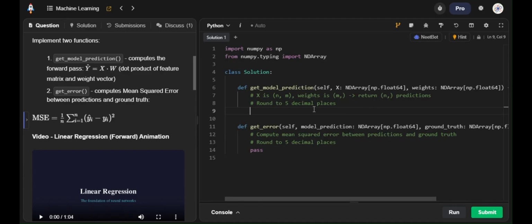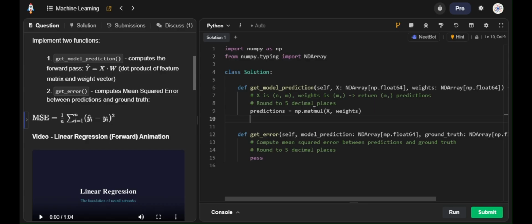So let's begin. We will be using the numpy library here. Let's use matmul, which is used for matrix multiplication, and here we will use X times W. And since we have to return the output rounded to 5 decimal places, we use np.round on predictions with 5.